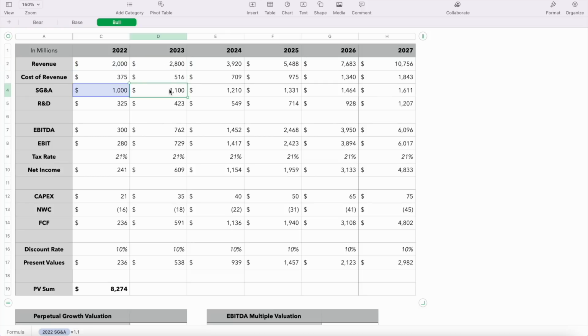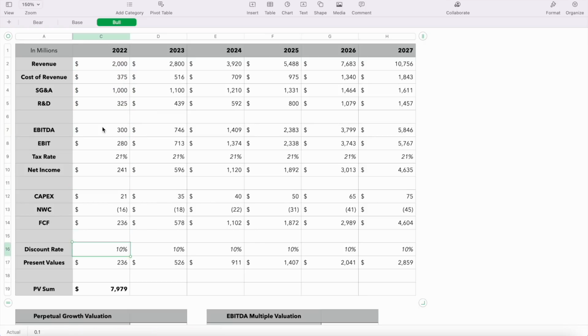So SG&A, I'm having it increase by 10%, expecting the best there in the bull case. Maybe their SG&A doesn't really go up that much. Wall Street is not expecting it to go up a ton. And then we have the R&D down here at 30%. Maybe I could increase it to 35. I just did. Here we go.